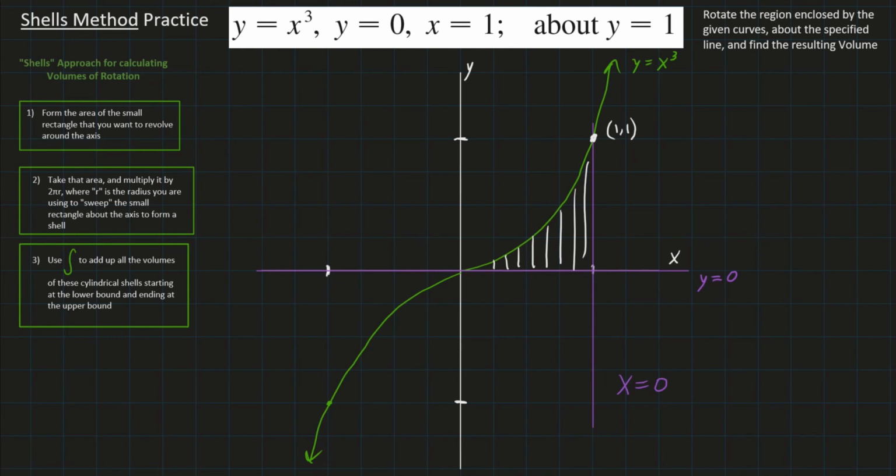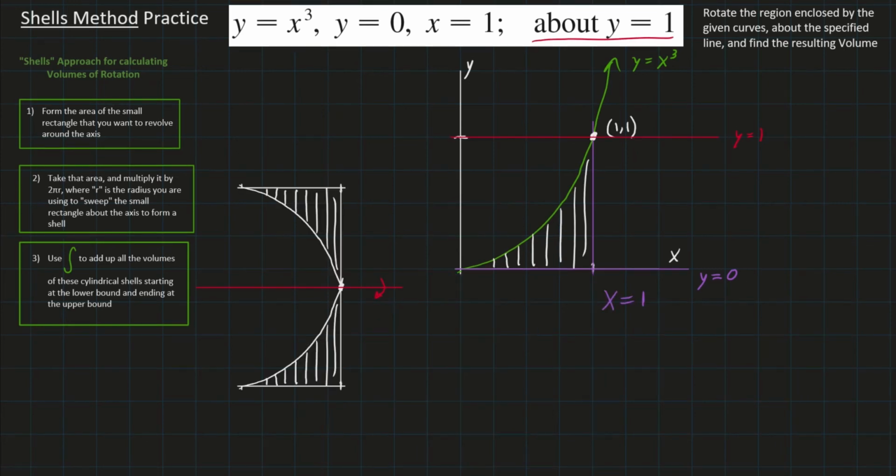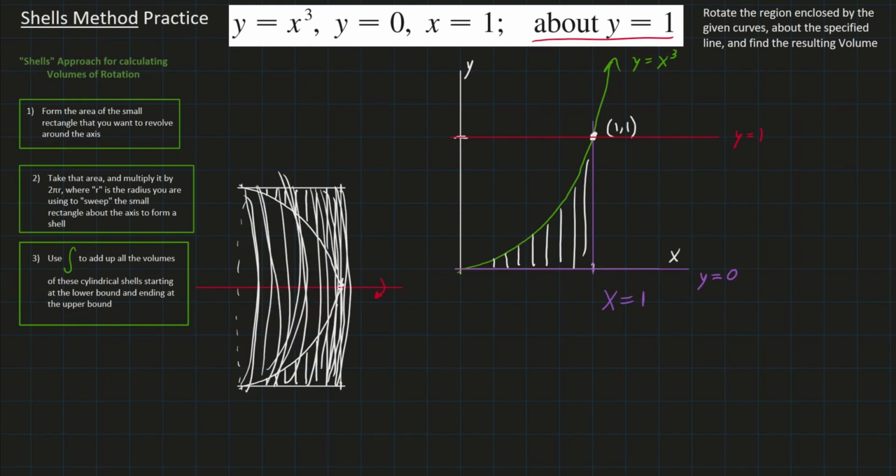And we are to rotate this region about the y equal to 1 line. So if I take this area and rotate it about the y equal to 1 line, I'll get this shape right here. Alright, so we want to start our shells approach. Let me imagine one of our shells. And I can imagine one of those small rectangles that I use to form one of the shells. On our main graph, this might be one of them right here. Alright, so let's form the area.